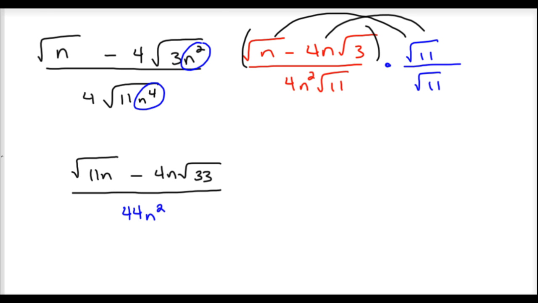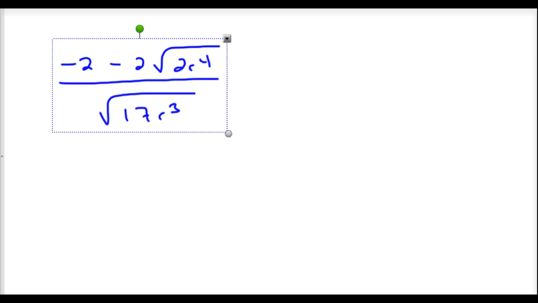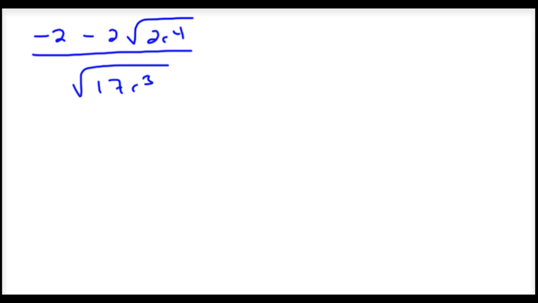One more. Negative 2 minus 2 radical 2r to the fourth over radical 17r cubed. So here's our last example. Simplify it where we can. So I'm going to simplify this as negative 2 minus 2. I can simplify r squared here. So I'll have negative 2r squared radical 2, over.